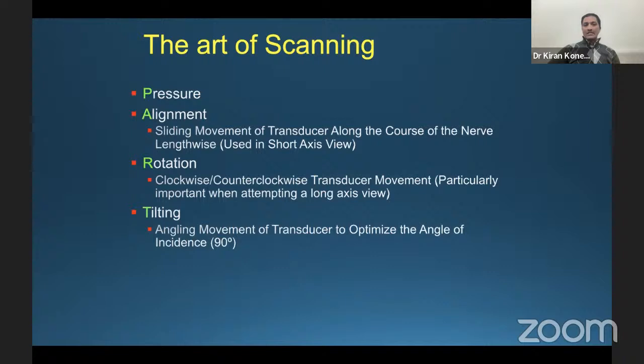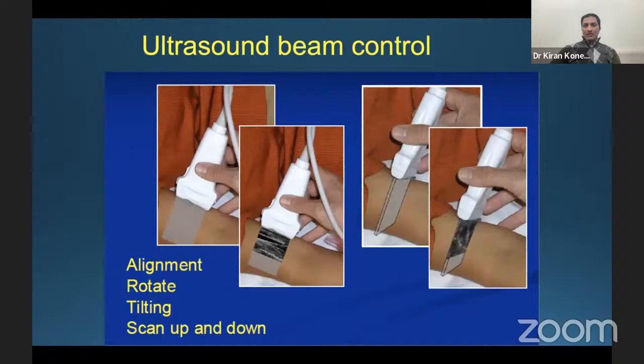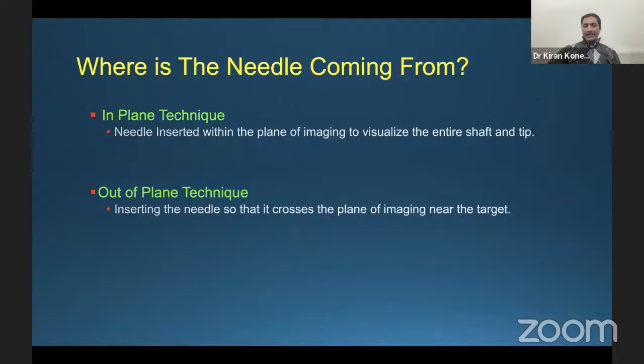Tilting is a movement of the transducer to optimize the angle of incidence, where you don't rotate the probe, but it's slightly tilted, as I've shown in the previous image, to aim the ultrasound beam to traverse through either the needle or the target that you are aiming for. This is a simple diagram showing how these are technically used for the PART maneuver, and also using dynamic scanning up and down to locate. And then coming to the needle, which is going to be our next target, because ideally our target is to go there with the needle.